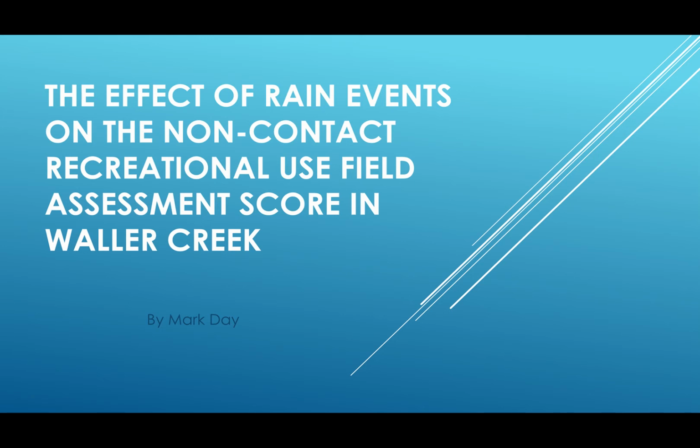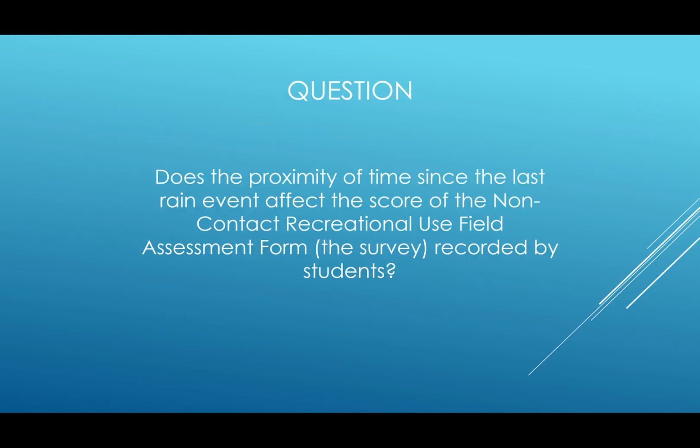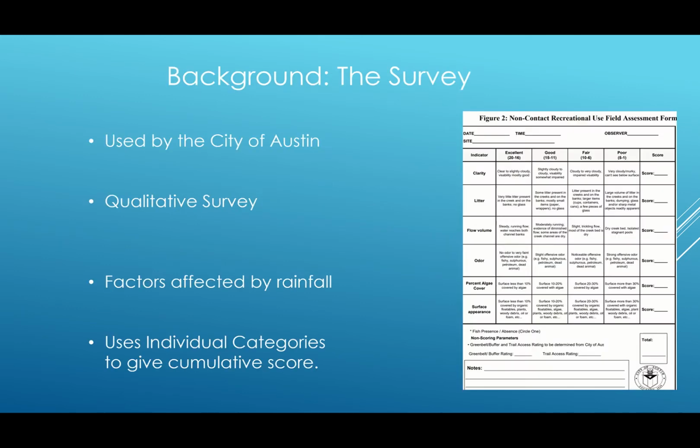Hi, I'm Mark Day, and my experiment research topic is the effect of rain events on the non-contact recreational use field assessment score in Waller Creek. So first, the question I decided to ask was, does the proximity of time since the last rain event affect the score of the non-contact recreational use field assessment form, or the survey, recorded by students?